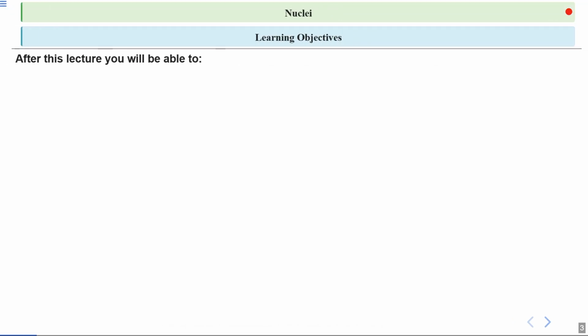Today we are focusing on what you will be able to do after this lecture about nuclei. These are our learning goals, so keep them in mind as we go through the material.